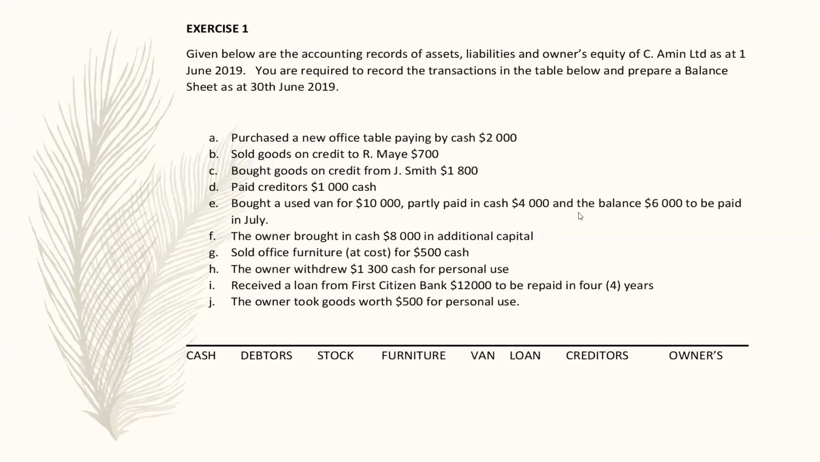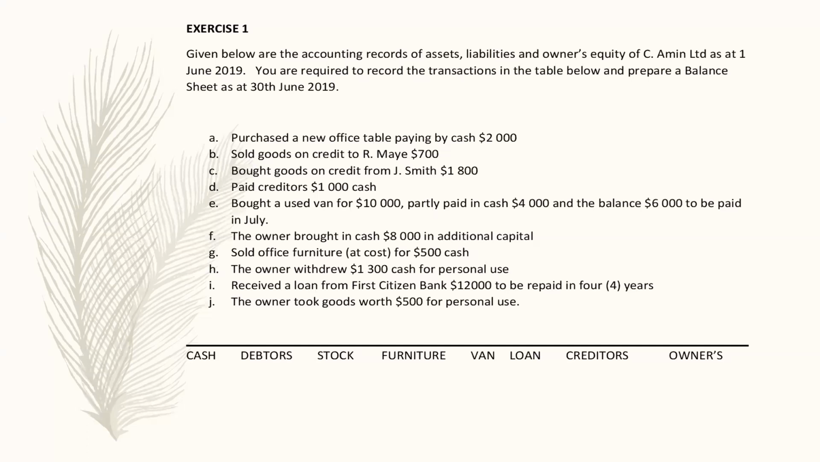All right. So the first one, A, purchased a new office table paying by cash. Now remember, each time you have to deal with a transaction, you need to analyze that transaction and see if you can come up with the two components, which is either asset, liabilities, or capital. Just try and see if you can come up with two components because we need to apply two components to this accounting equation. So the first one, purchase a new office table paying by cash.